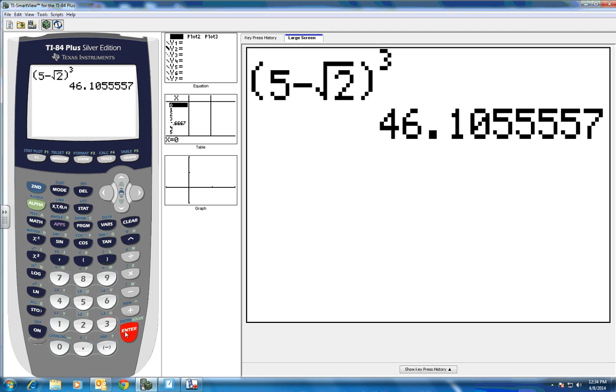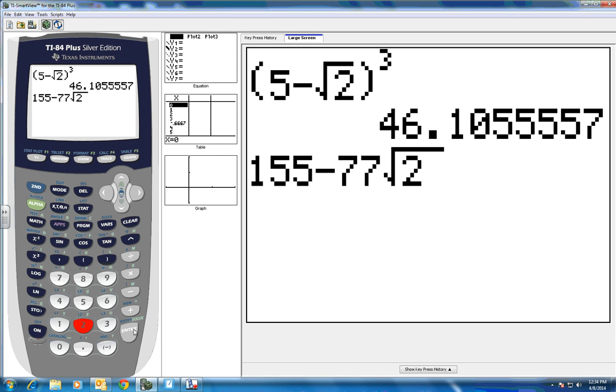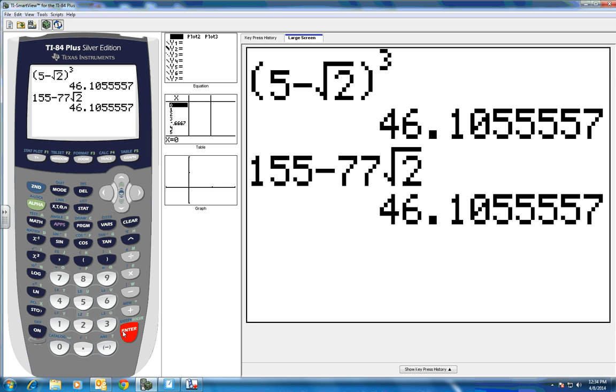Okay, so now I can't get it to look like the answers they have, so I need to make their answers look like mine. So I'm going to put in A to see what matches up. 155 minus 77 times the square root of 2. And just so happens, that one's it. Okay, so far so good? Yeah, that's fine.